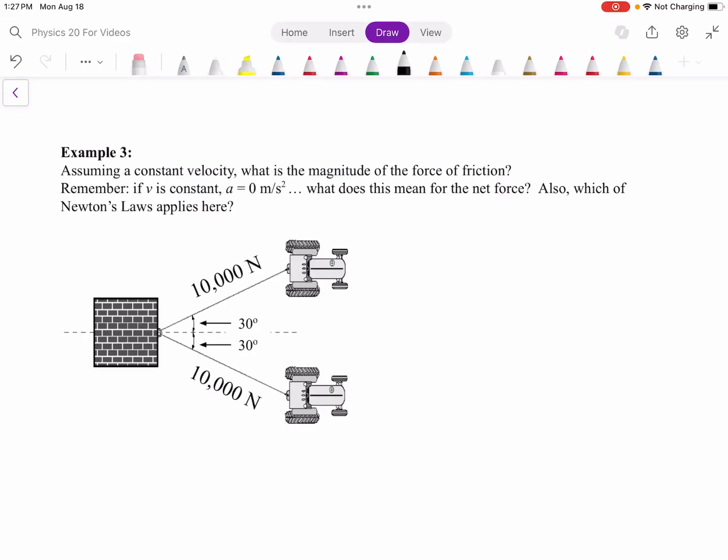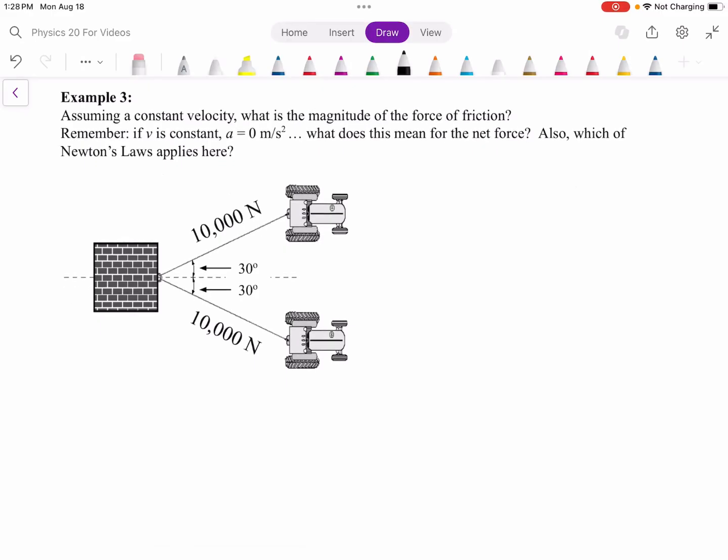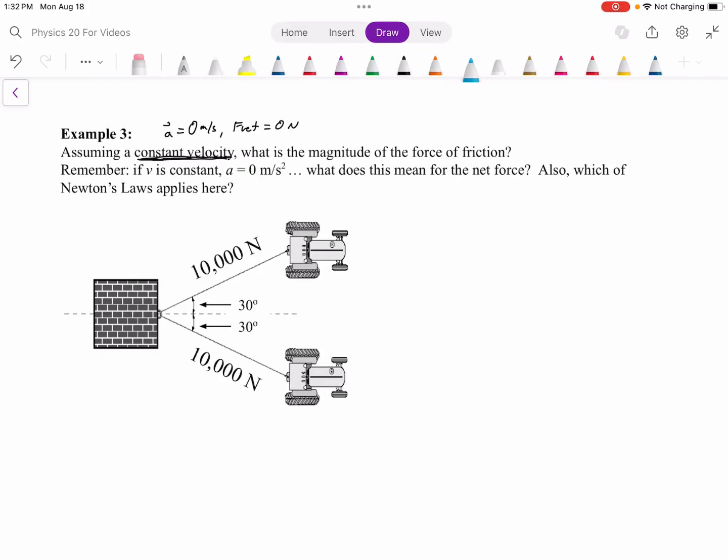So another example, if we assume a constant velocity, now pause right there, very important. What did we just learn about the forces? Right, the net force needs to be 0 if it's got a constant velocity because that means the acceleration is 0. Right? The only way for the acceleration to be 0 is if the total force is also 0. They're asking us then, what is the magnitude of the force of friction?